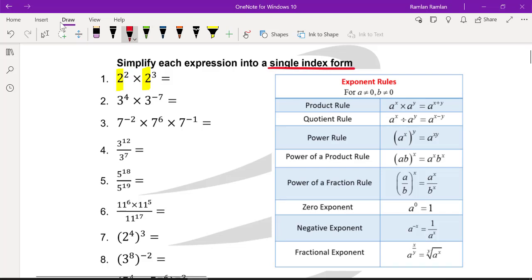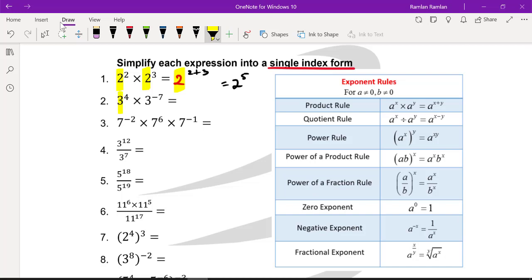It's the same thing as this one over here, in this rule. Now in here we have 2, the 2 that I highlight, and the power will be 2 plus 3, this 2 and this 3. Just add them together and you will get 2 to the power of 5. It's that easy.